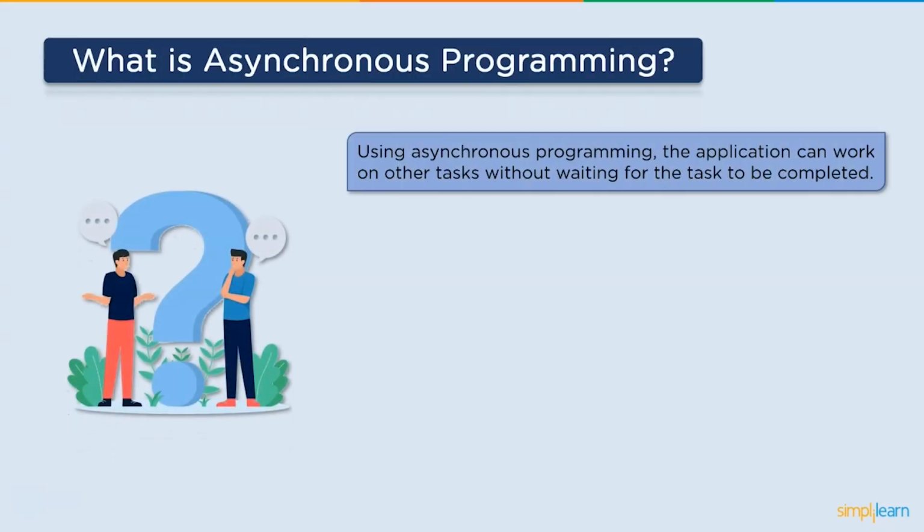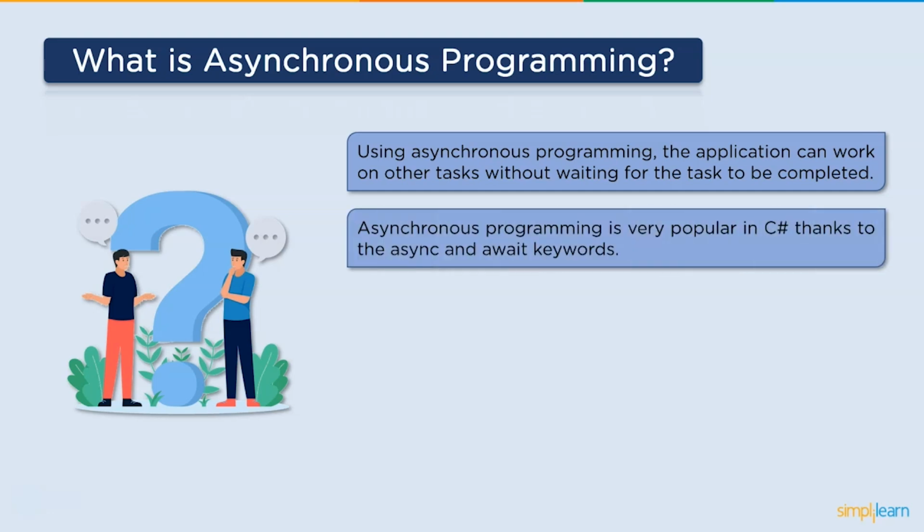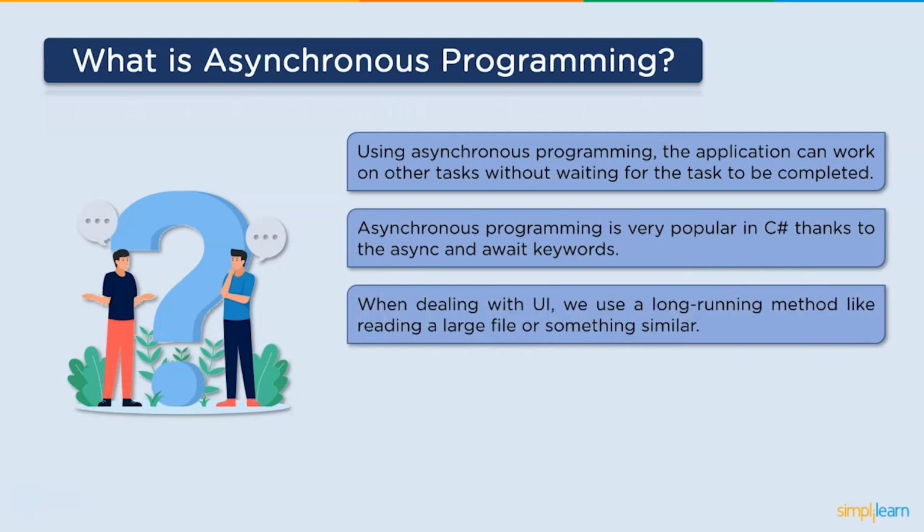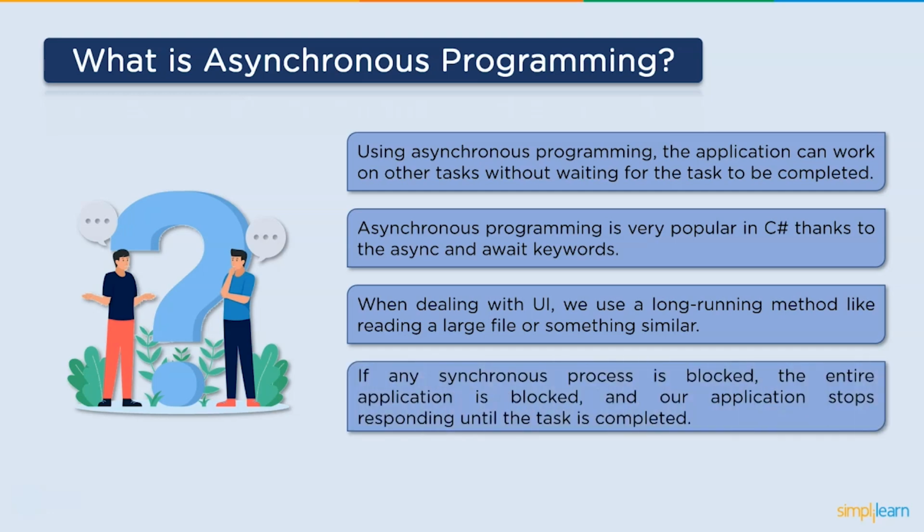The application can work on other tasks while waiting for the task to be completed using asynchronous programming. Asynchronous programming is very popular in C Sharp thanks to the async and await keyword. When dealing with the UI, we use a long-running method like reading a large file or something similar. If any synchronous process is blocked, the entire application will be blocked and our application will stop responding until the task is completed. And if there is no await operator in the async method, then the method will execute synchronously.